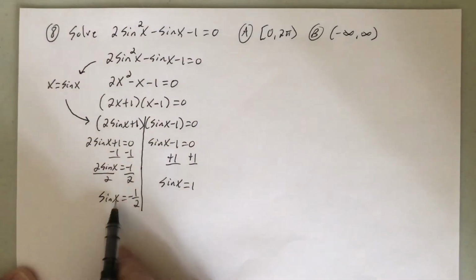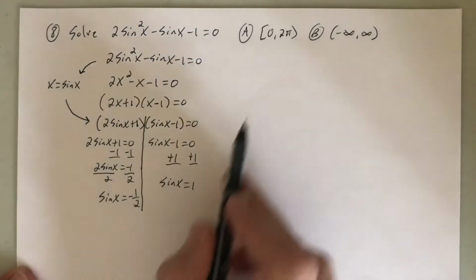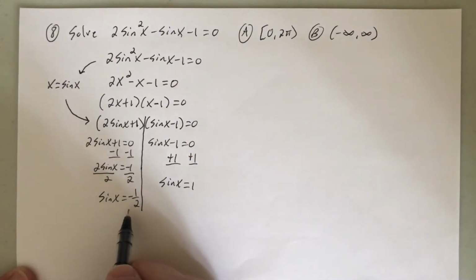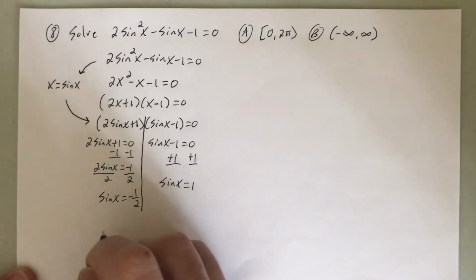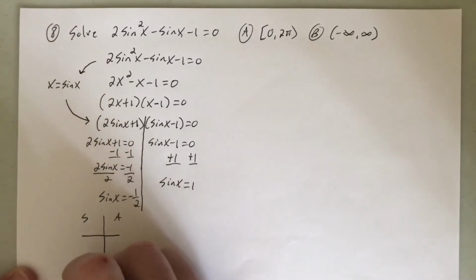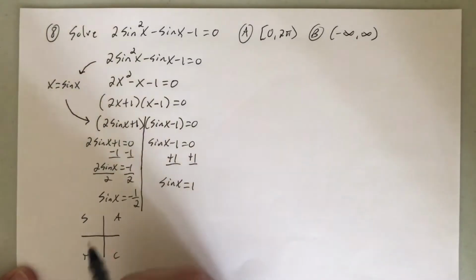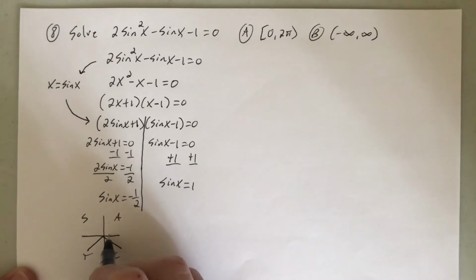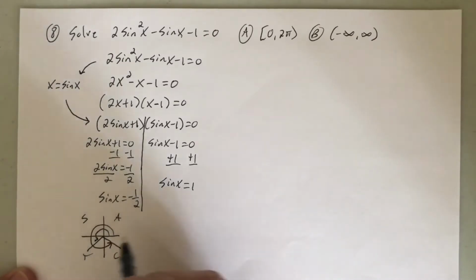Now we have to look at both of these to get the solutions before we can answer any of these problems. So think about sine x is equal to negative 1/2. Where is that? Well, where is sine negative? Sine is negative in quadrants 3 and 4. So we're going to be here and here. That's going to be our quadrant 3, and that's going to be our quadrant 4.